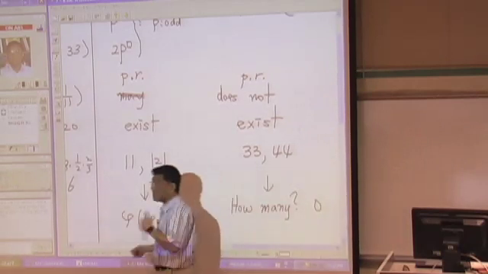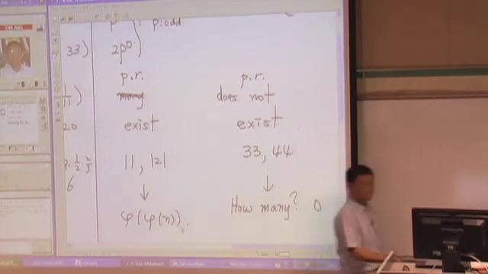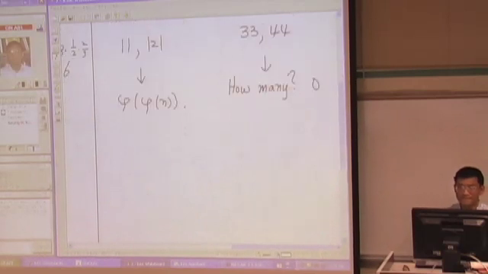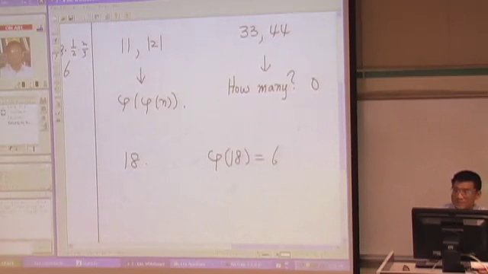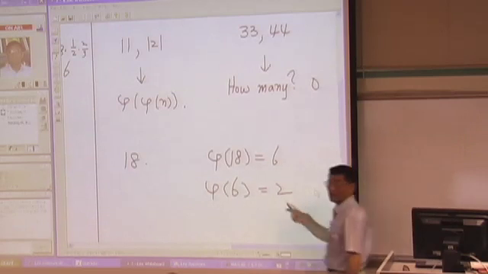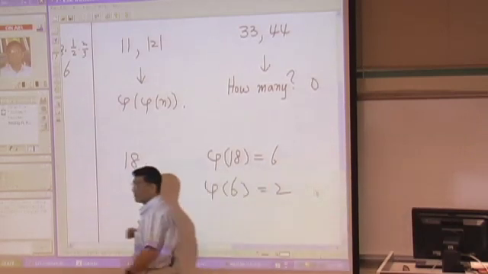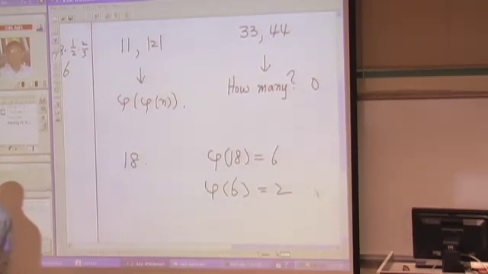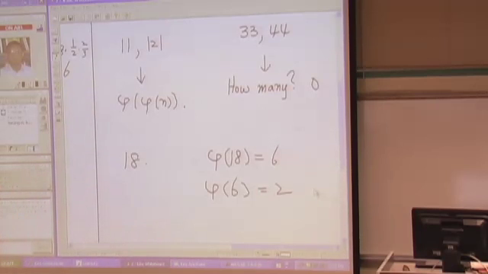For instance, 18. Phi of 18 is 6. And then phi of 6 is 2. So how many? 2. That was the reason why we got 2. In the past, you didn't know the reason. Now you clearly know the reason.